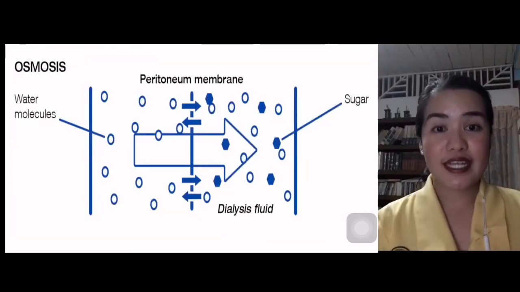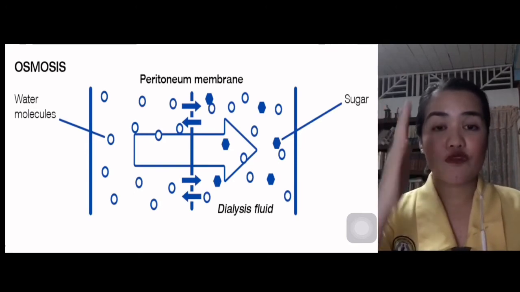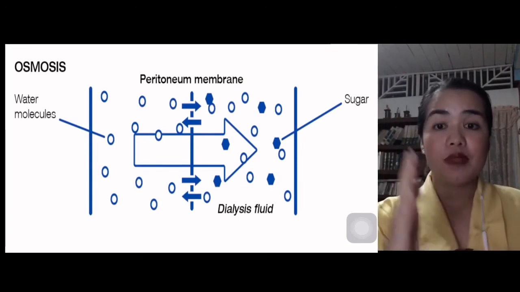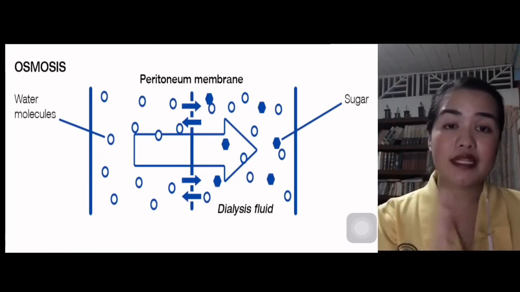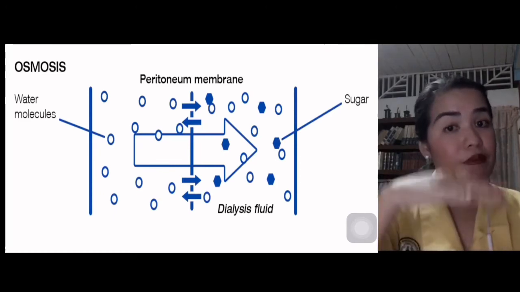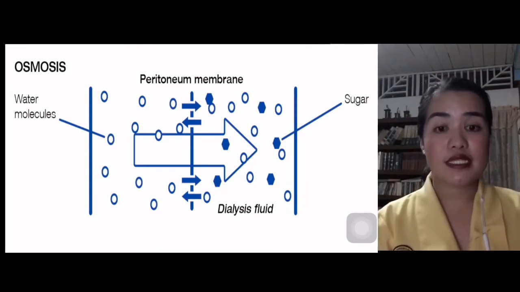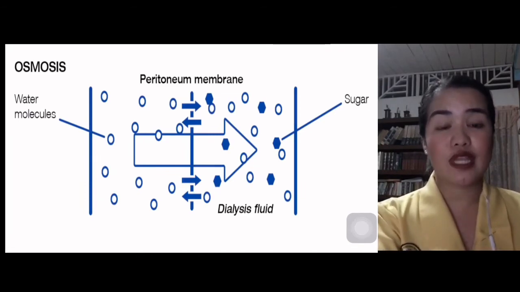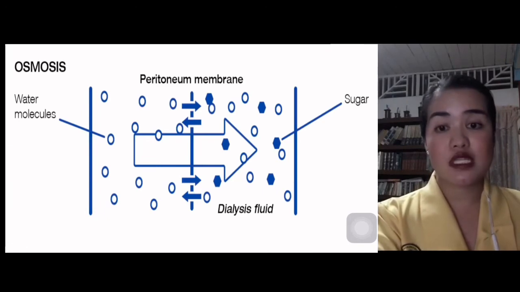Now, in peritoneal dialysis, the peritoneum membrane serves as the semi-permeable membrane to separate or to filter out the blood, to filter out the toxins such as urea, creatinine, and other electrolytes from the blood. And that movement is called osmosis. How? Normally, the dialysis fluid that will be introduced into the peritoneal cavity of the patient under peritoneal dialysis is with added sugar, or they will add sugar into the dialysis fluid. So the sugar are large molecules, right? So it will not pass through to the peritoneum membrane.